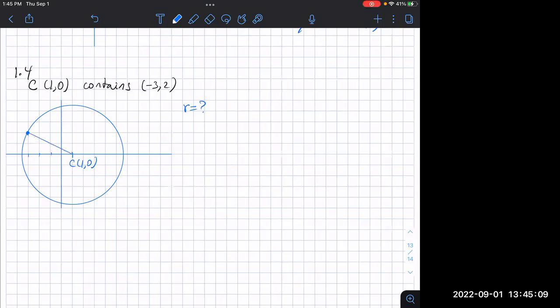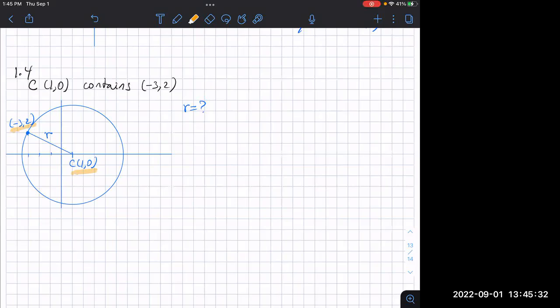So it would be from the center to a point on the circle, that's the radius. So basically, you just find the distance between these two points. Use the distance formula and find the distance, and that would be the radius.